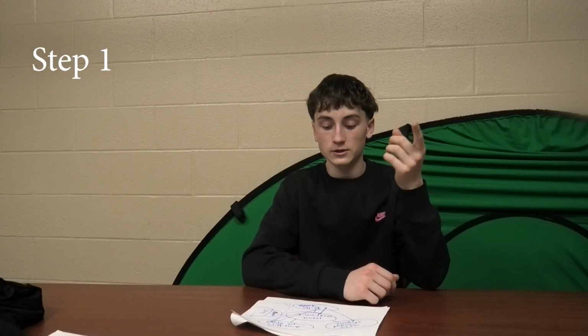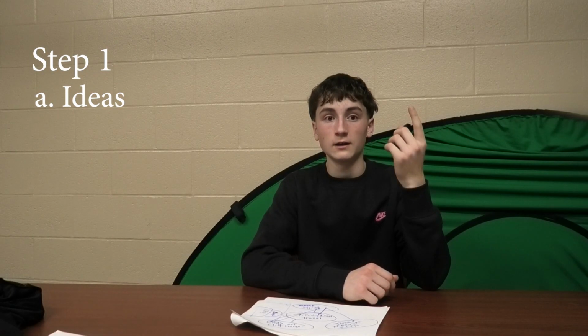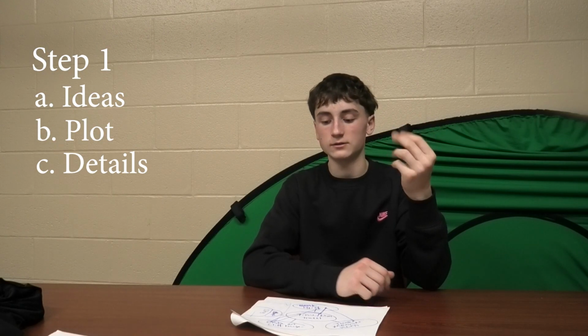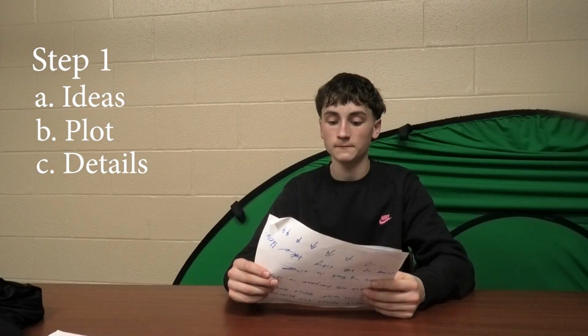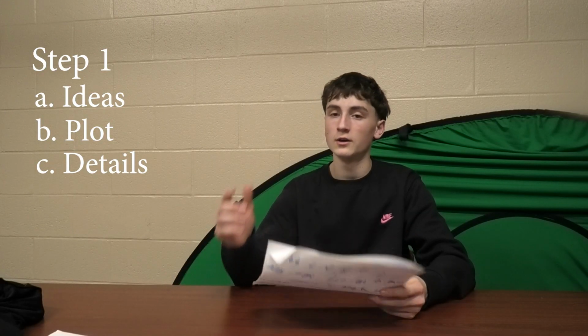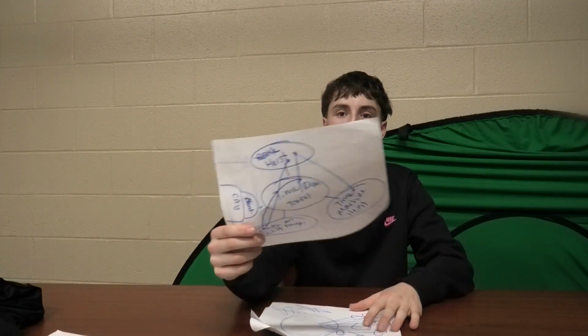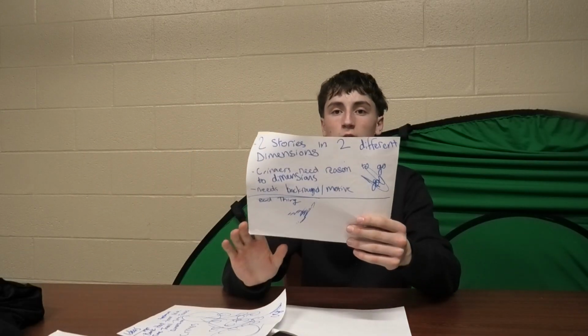So there's three subsections in step one, and that is, first you gotta brainstorm ideas, then you gotta brainstorm the plot, and then the details. So for Father Paradox, all three of us came to the stew right here and we brainstormed. So we wrote a lot of things down, just random thoughts, and we kind of pieced that together. So I can read you some of these.